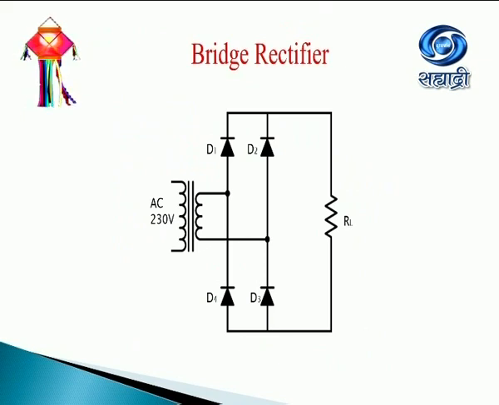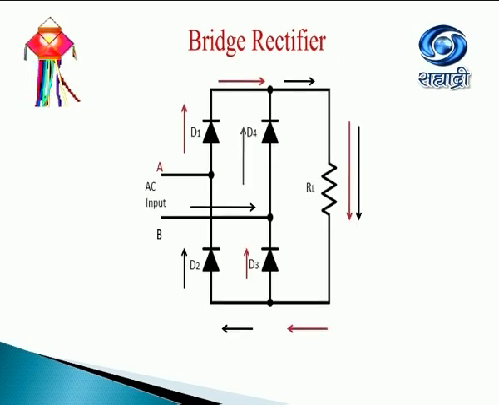Bridge rectifier. The figure shows a bridge rectifier circuit. Here, 4 diodes are connected in a bridge configuration. Input is applied to the primary and the load is connected. The current directions when the positive and negative half cycles are applied at the input of the rectifier are shown in the figure.